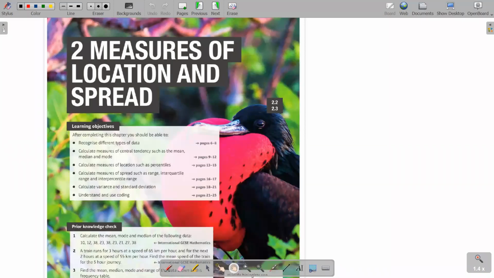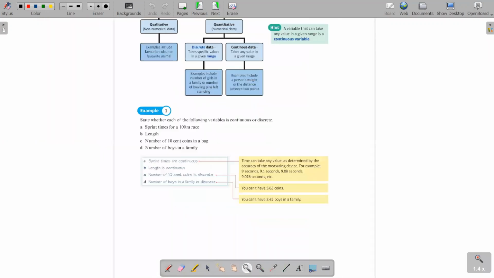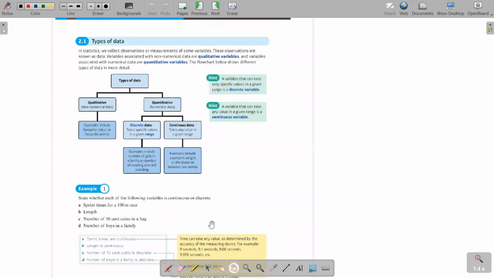Okay, so today we will be discussing chapter 2, measures of location and spread. The first thing you learn in this chapter is about the types of data. In statistics, we mainly collect observations or we measure variables. So in statistics, it's all about dealing with variables.